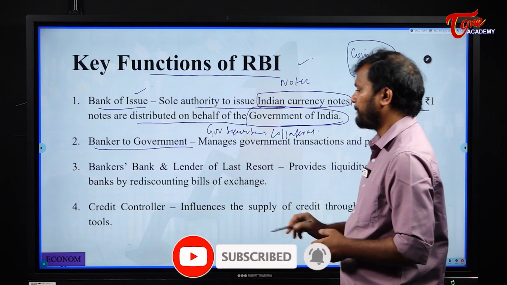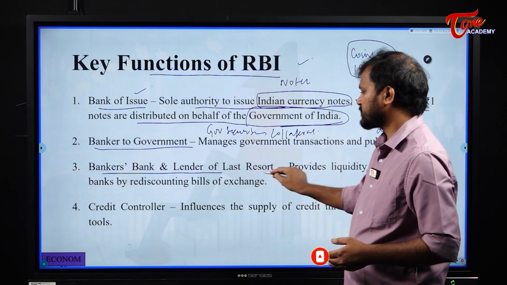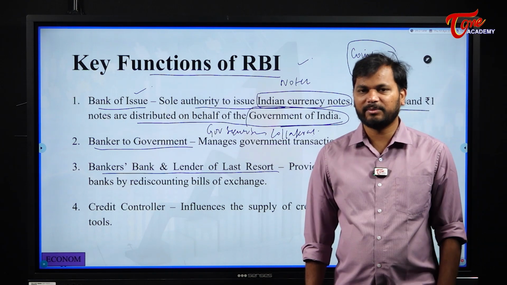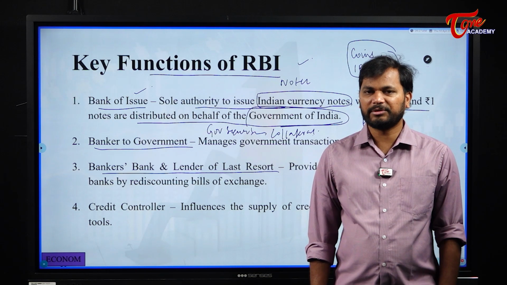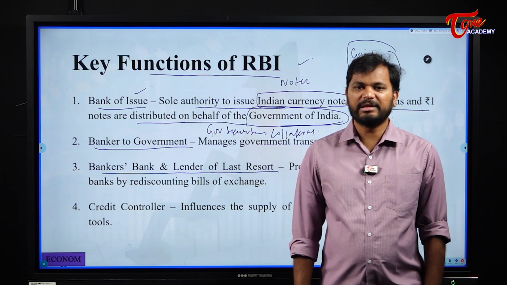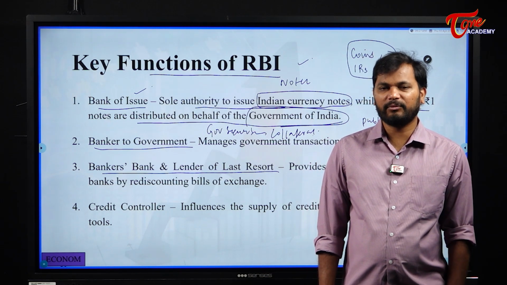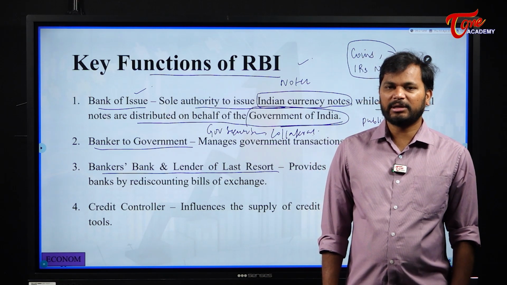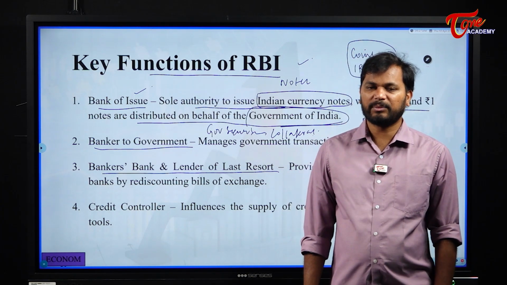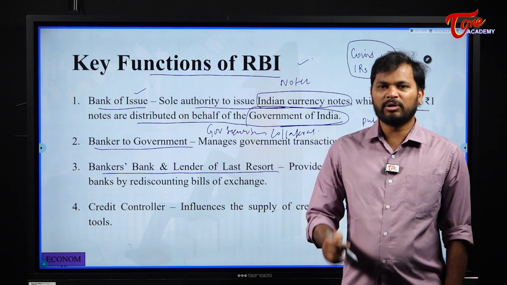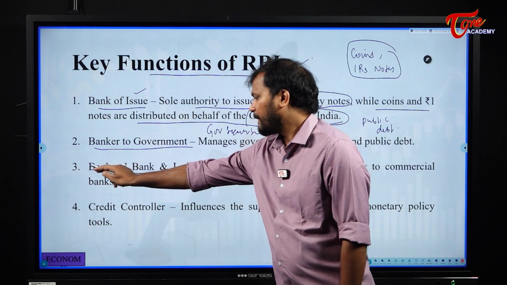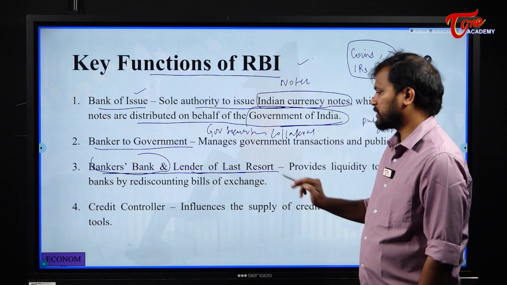Clear? Next, bankers bank and lender of last resort. It means that the banks, the scheduled commercial banks or the other banks, where there is a shortfall in the liquidity, where there is a small mismatch in the liquidity, or when there is a repo rate that needs to be induced, then those banks will borrow the money from the RBI at the repo rate. So the RBI is the lender to the banks. That is the reason it is called the bankers bank and lender of last resort.